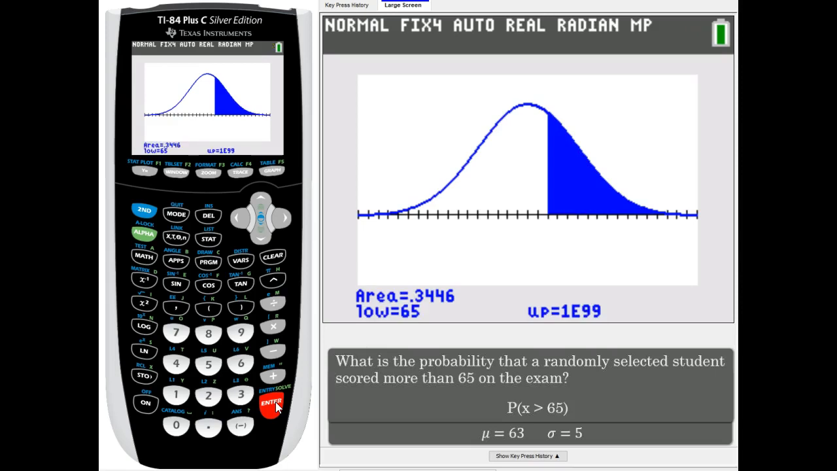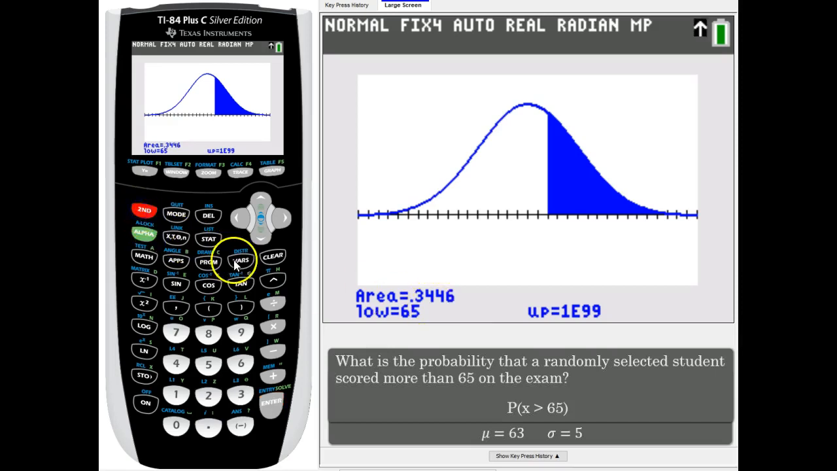The cool part about this is not only do we see the curve and the shaded region, we also see the area, which is the probability. So our probability that our value is more than 65 is 0.3446.